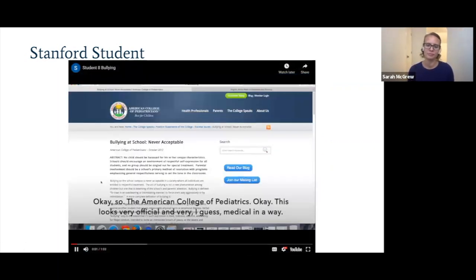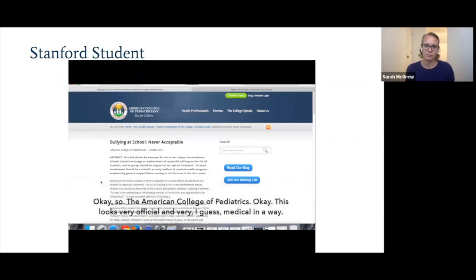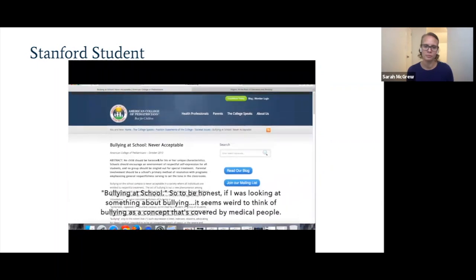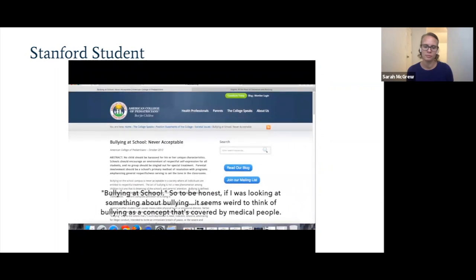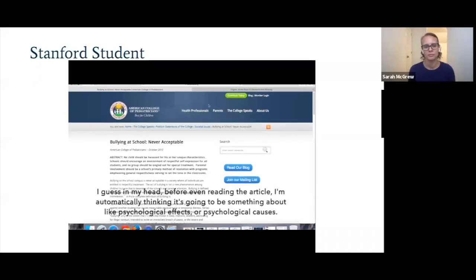Okay, so the American College of Pediatrics. Okay, this looks very official and very medical in a way. Bullying at school. To be honest, it seems weird to think of bullying as a concept covered by medical people. Before even reading the article, I'm automatically thinking it's going to be something about psychological effects or psychological causes and stuff like that.